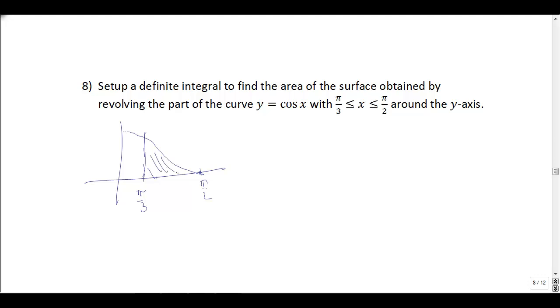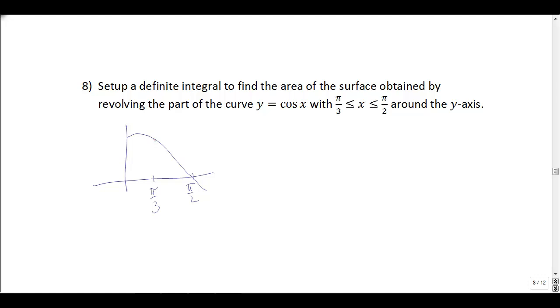Sorry, no, not a region. Let's start over here. It's not a region. It's a sort of curve. So we've got a cosine here. So we get to pi over 2. Pi over 3 is back here somewhere.